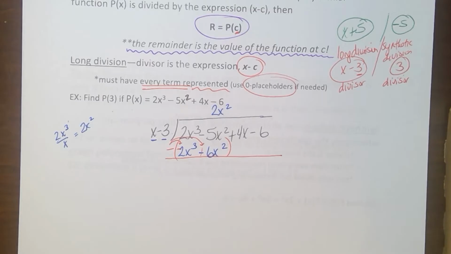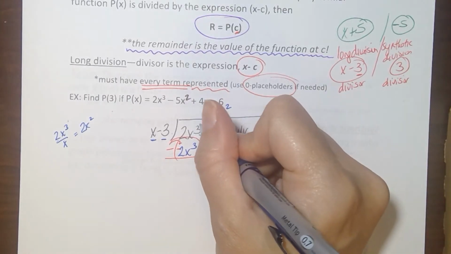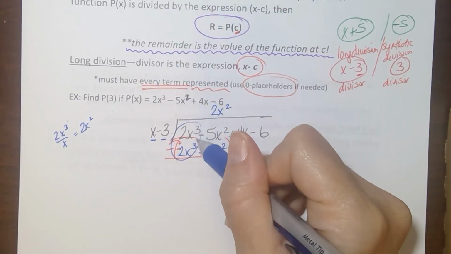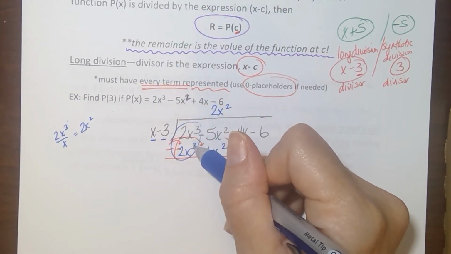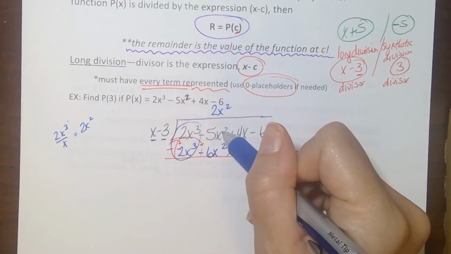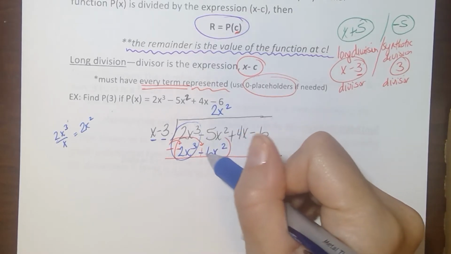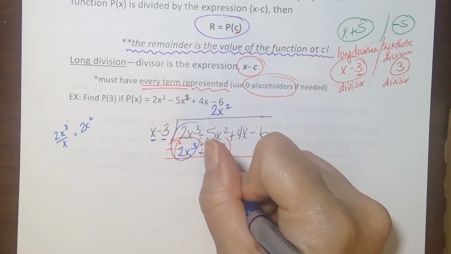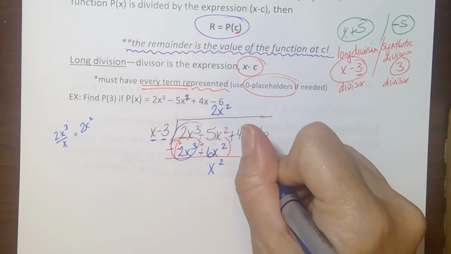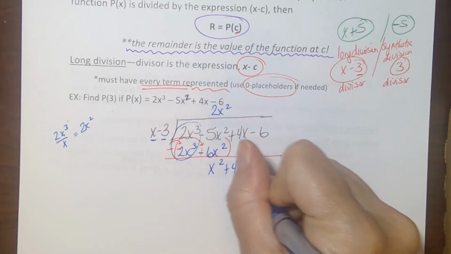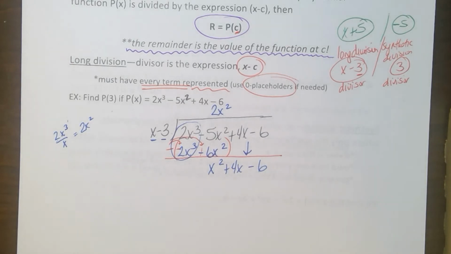When I add those 2 terms together, these first terms add to 0. That was my goal, to eliminate that first term. Every time that should happen. I have a negative 5x squared and a positive 6x squared, so that is a positive x squared. And I bring down my remaining terms.